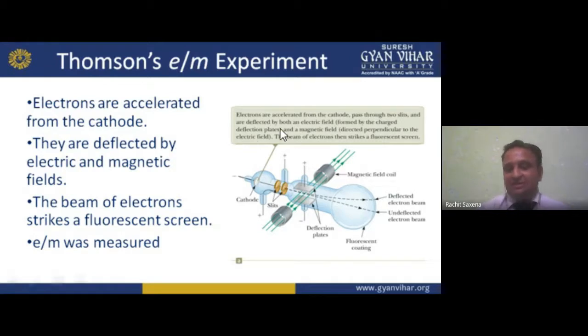Now see here. Electrons are emitted from the cathode and pass through two slits. Now the cathode beam is passing through the two slits. They are deflected by both an electrical field, formed by the charged deflection plates, and a magnetic field directed perpendicular to the electrical field. So we have two fields: one is the electrical field due to the charges, and the other, perpendicular to it, is the magnetic field.